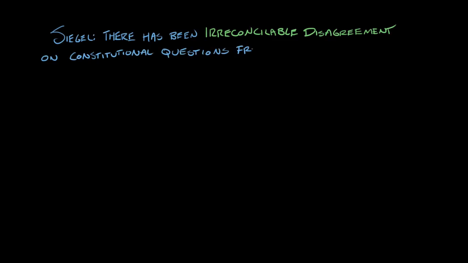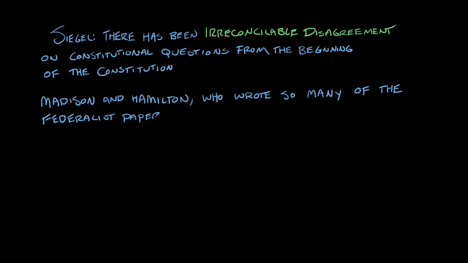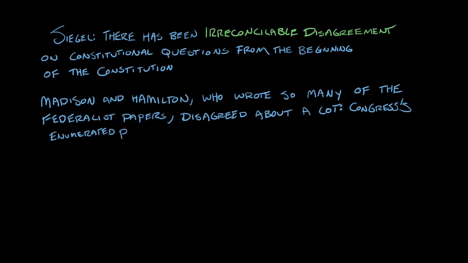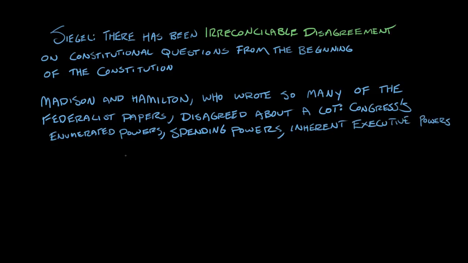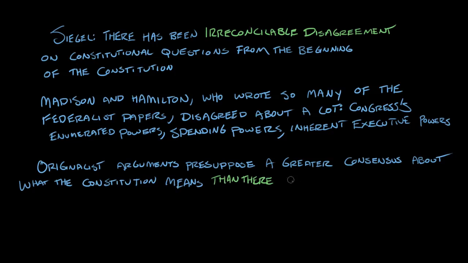You know, there has been irreconcilable disagreement on basic constitutional questions from the very beginning of the Constitution. Madison and Hamilton, who come together and write the Federalist Papers, they disagree about this fundamental question of strict versus loose construction of Congress's enumerated powers. They also disagree about Congress's spending powers. They disagree about inherent executive power. So sometimes originalist constitutional arguments presuppose a greater degree of consensus about what the Constitution means at the start of the country that I don't see when I study the history.